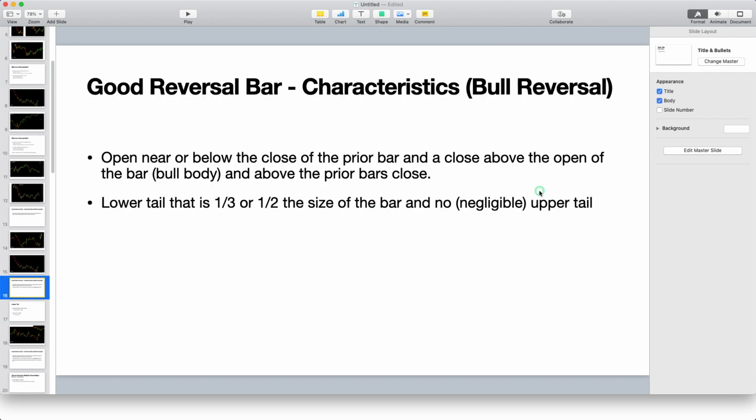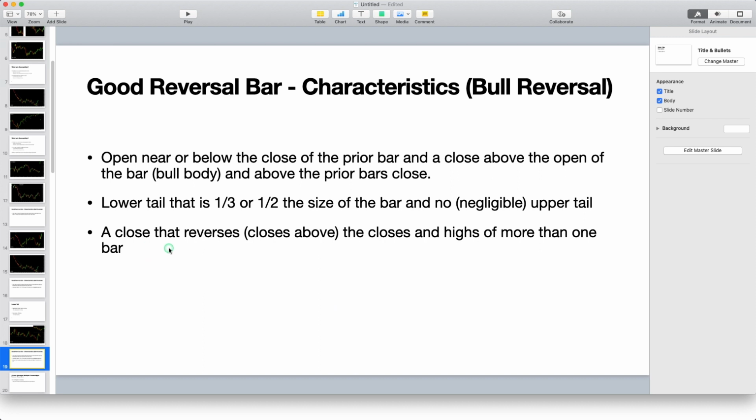And the second part of the statement is no or negligible upper tail. And the reason that we want as small of an upper tail as possible is because when the bar closes on the high without an upper tail, it represents that the bulls were buying all the way into the close. So it's relentless bulls. The third characteristic that Al mentions about a good reversal bar is a close that reverses, and in this context, reverses means closes above the closes and highs of more than one bar.